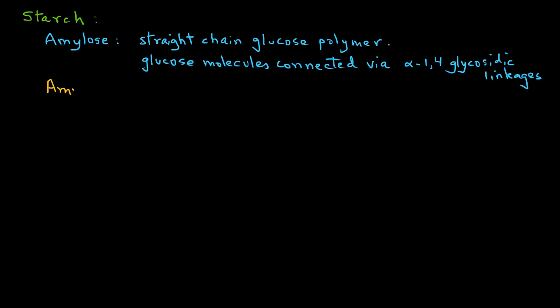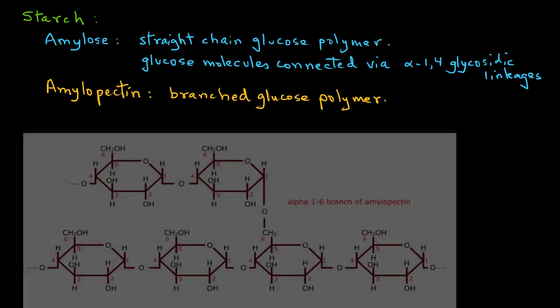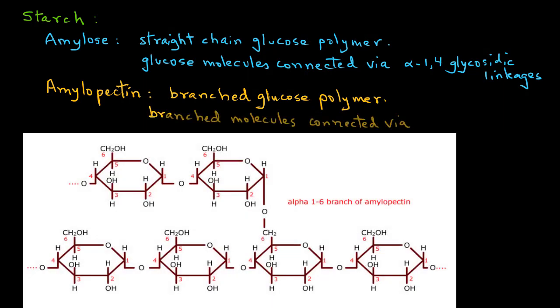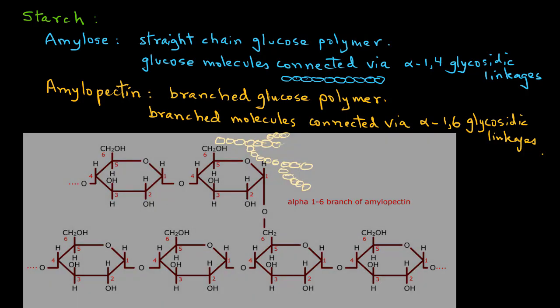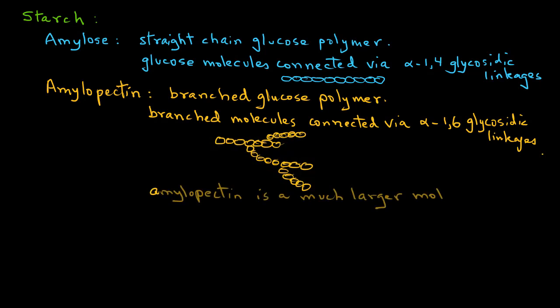Then there is the amylopectin. Amylopectin is a branched glucose polymer. So in this case, we have branched molecules that are connected via alpha 1,6-glycosidic linkage. And again, the molecular structure for amylopectin is shown here, and we see how these branches form the alpha 1,6-glycosidic linkage. Now, amylopectin is a much larger molecule.